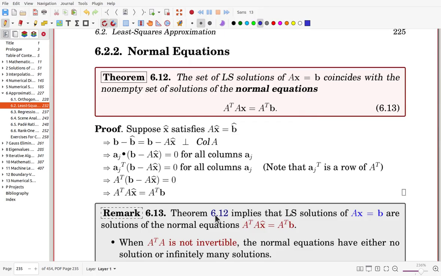Okay, for the least squares problem, quite a popular technique is the method of normal equations. Let's see how we can get the normal equations. The set of least squares solutions of Ax = b coincides with the non-empty set of solutions of the normal equations. So rather than Ax = b, we may consider that equation. This is called the normal equations.